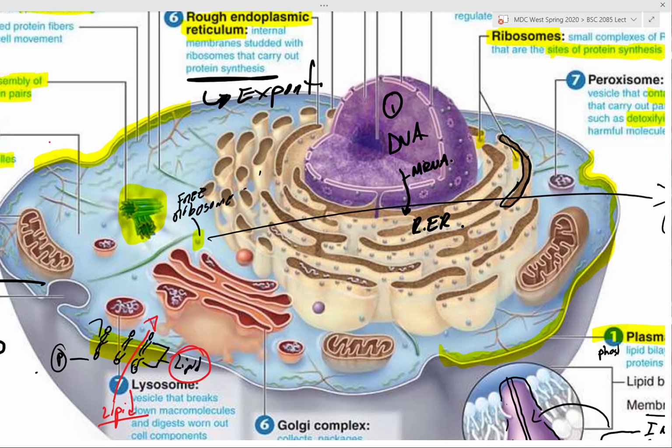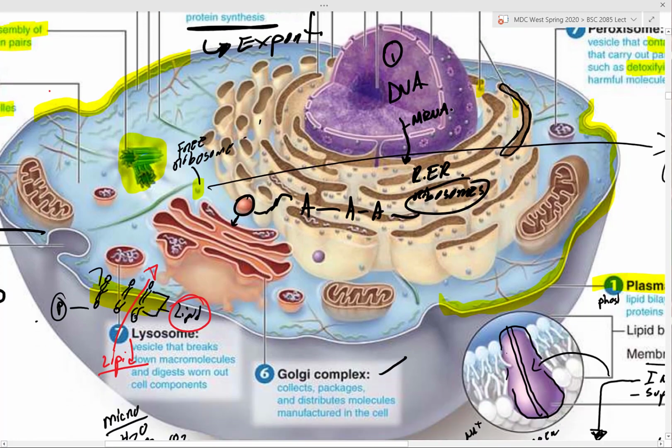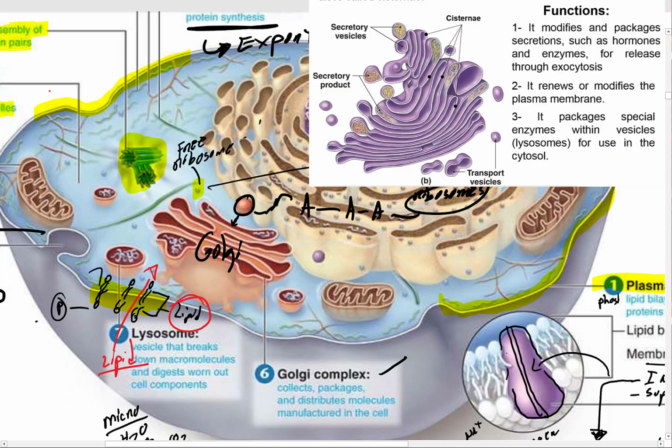Now, this message is going to be read by the ribosomes inside the rough ER, right? These ribosomes, what are they going to do? They're going to assemble what? Amino acids together, correct? As you assemble the amino acids together, you're going to put them on a secretory vesicle, right? That will go into the what? This one. This one means what? This is your Golgi.